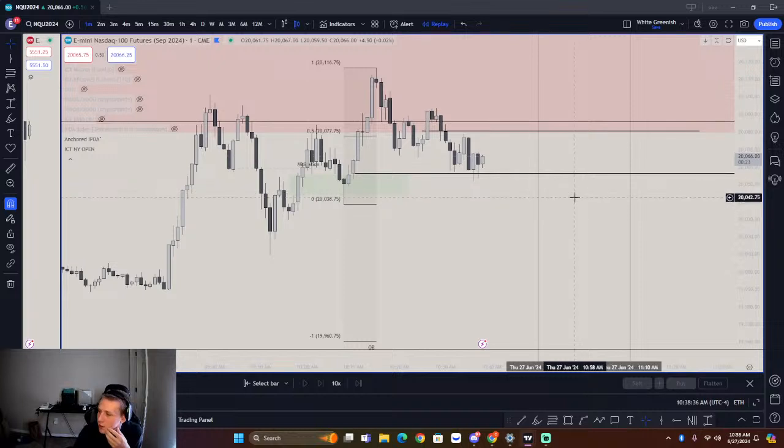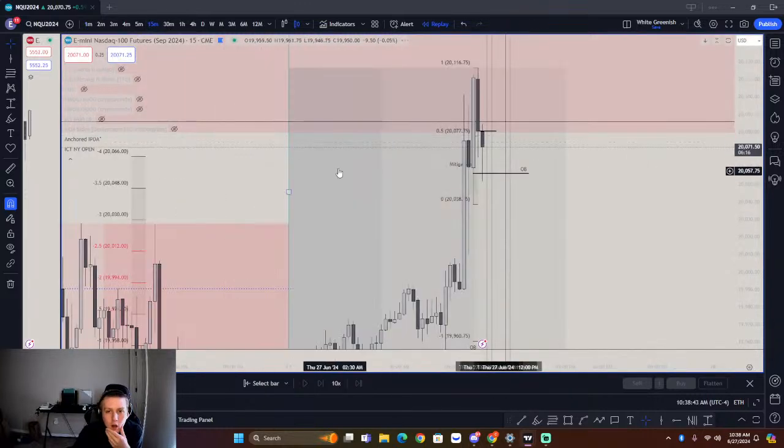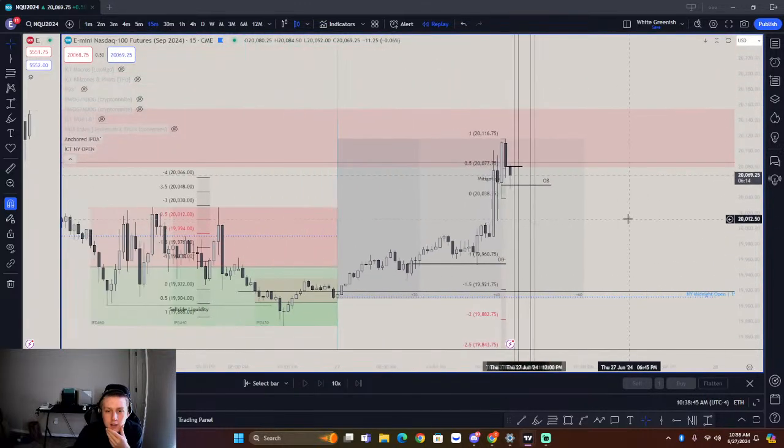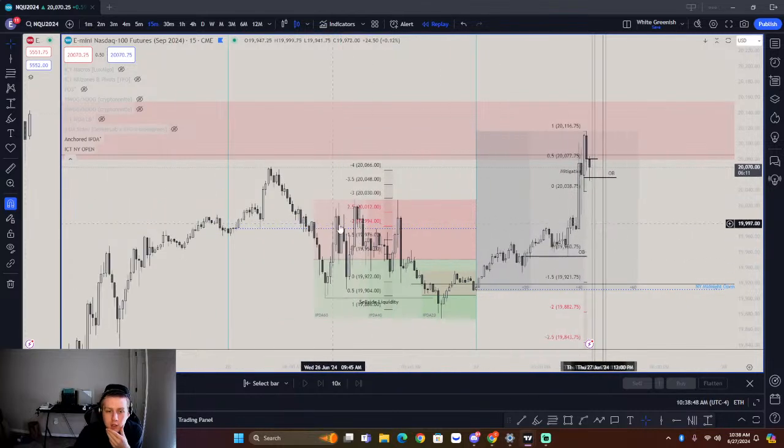I think the IPDA data range is just higher time frame to lower time frame order flow, IRL, ERL type of stuff. Like this, the IPDA 20-40-60.